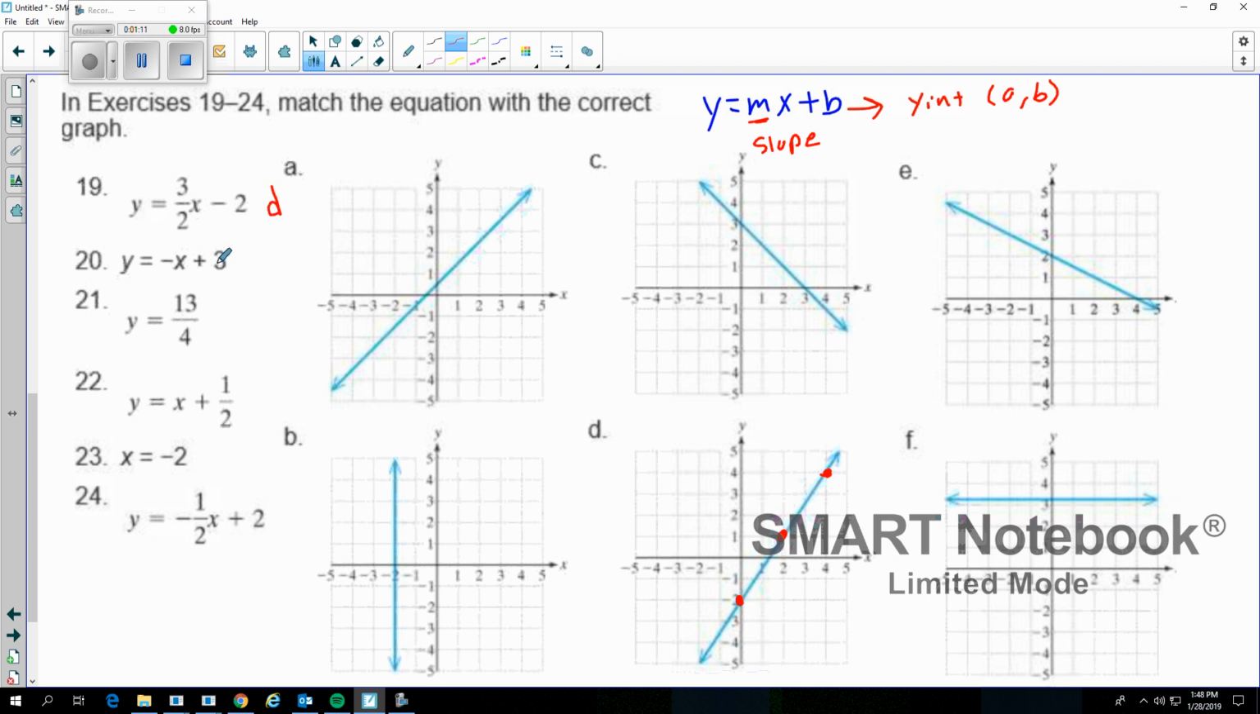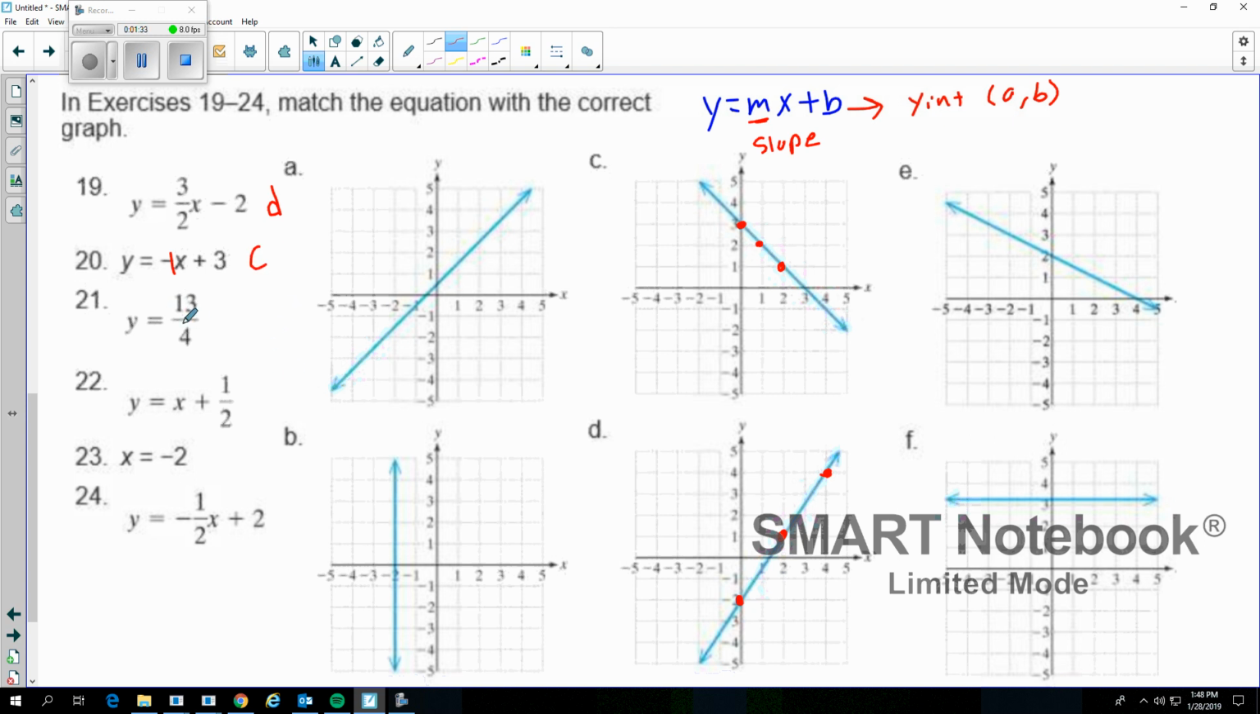20 says my y-intercept's at 3. Okay, so we can see that that's going to be right here. My slope's -1. So basically it's like down 1 over 1, down 1 over 1. It just tells you the rate of change of y as x increases. So every time x is increasing, y is decreasing by 1 unit. So let's see, that'll be C.